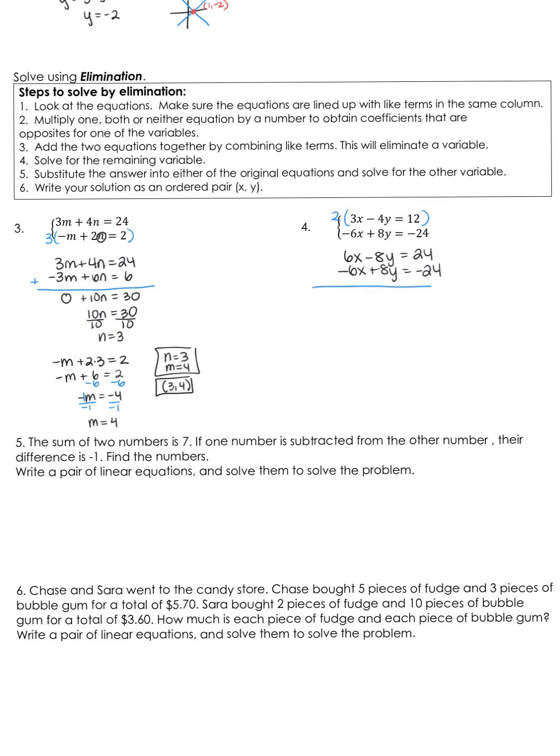Again, your goal is to get the same number, opposite signs for one of the variables. It doesn't have to be for both, just one. And then go ahead and add your equations together and write down what you get.